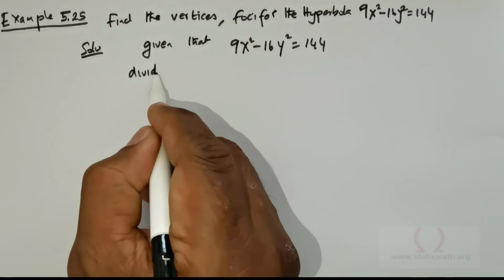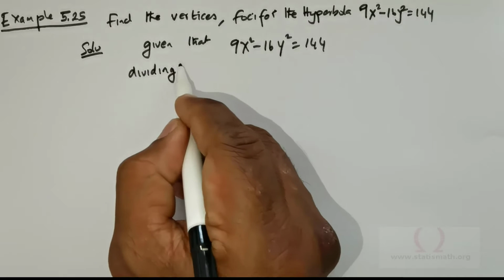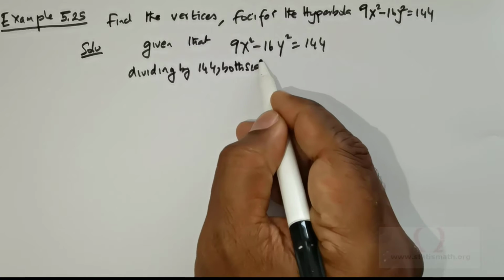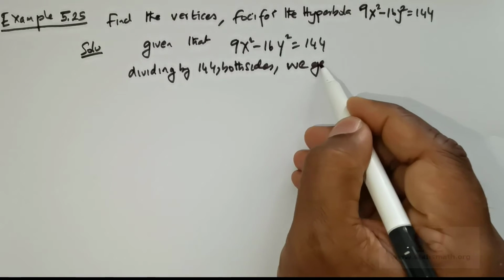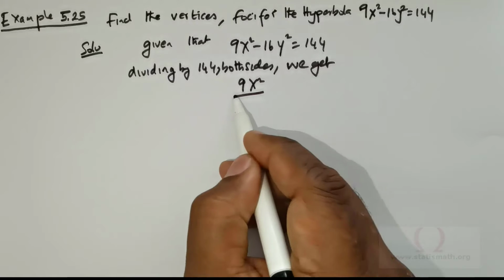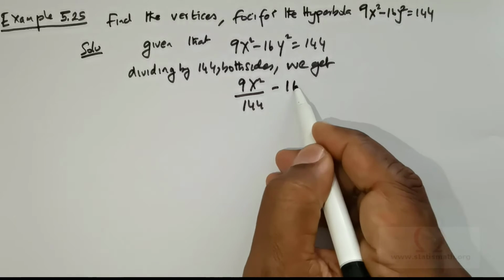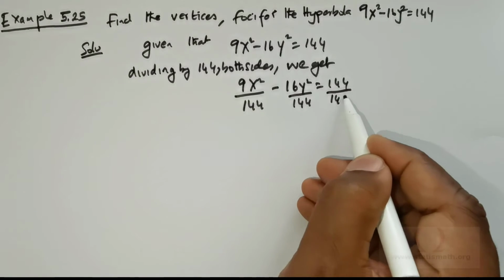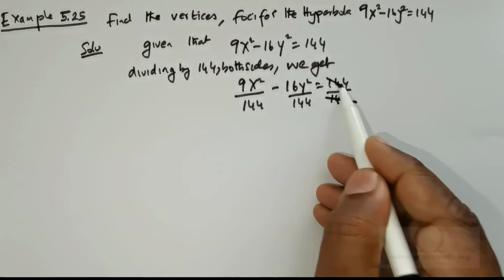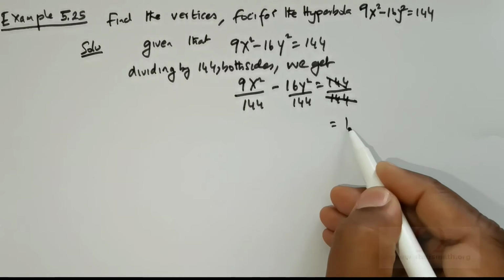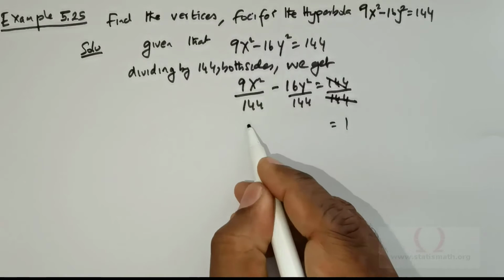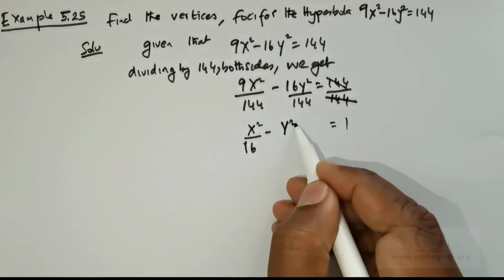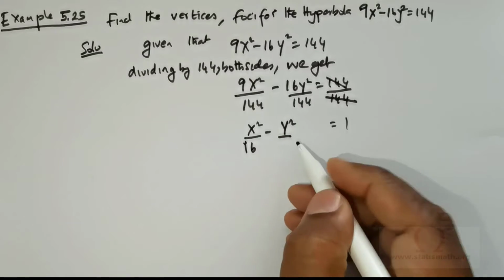What I'm going to do is divide by 144 on both sides. So what do we get when we divide? It's going to be 9x squared over 144 minus 16y squared over 144 is equal to 144 divided by 144. So clearly on the right side we will have 1. In this case, 9 divides 144 16 times, followed by y squared, where 16 divides 144 9 times.